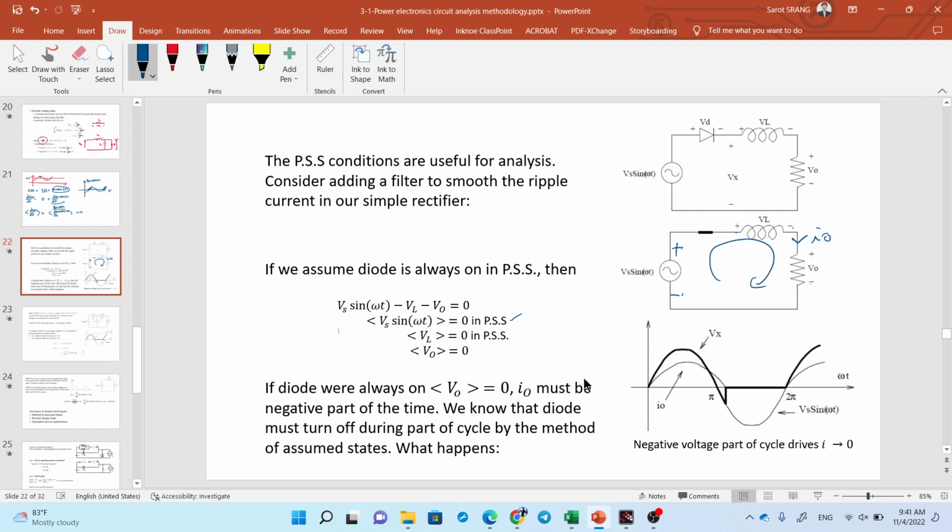Then we can conclude that the diode must turn off during part of the cycle. So actually, the diode will turn off when the current drops to 0. Current cannot go negative just like that, right? The current is like this: when it goes to 0, the diode turns off, and the current stays 0 like this.